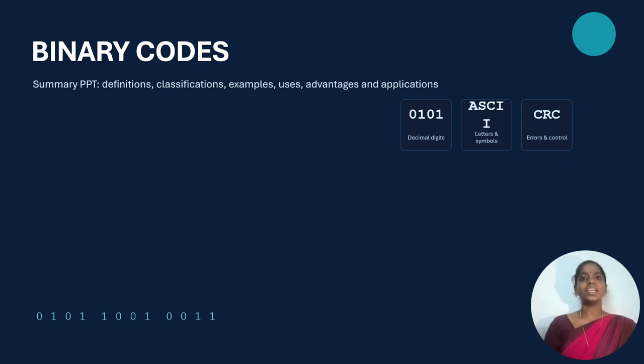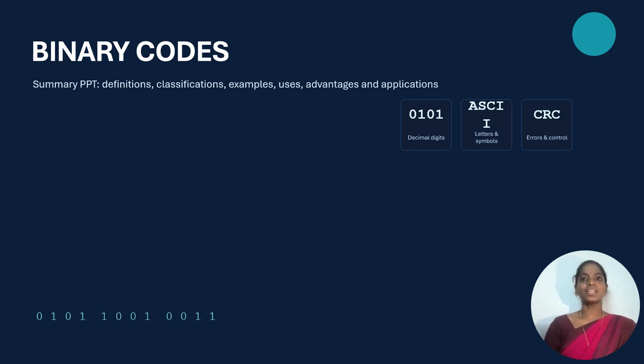For example, in 8421 BCD, take a decimal digit 6. It will be represented as 0110. Here 0110 is the code word representing decimal digit 6.